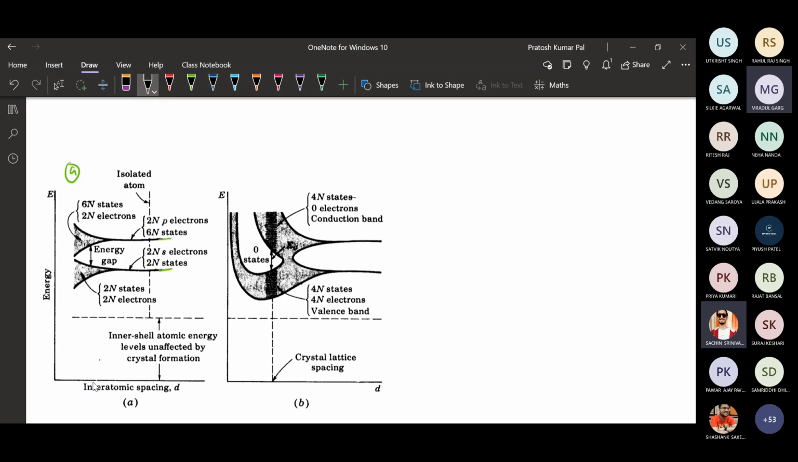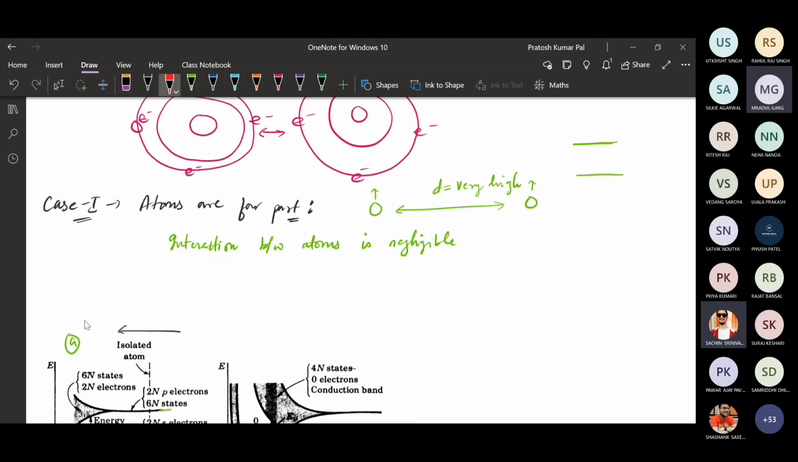So now what we are going to do is we are going to move to the left, like we are going to reduce the distance. Okay, so now we are going to reduce the distance. Initially we had placed two atoms far apart. Now we are going to reduce the distance. Once we have seen the far apart atoms, the interaction will be very less. Once the interaction is very less, their energy levels will coincide.